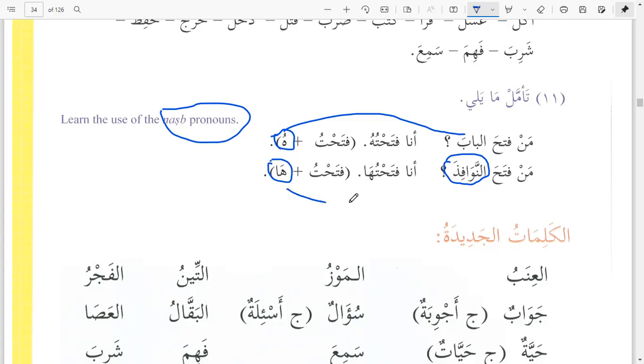Ha is a pronoun of nawafiza. Ha is a pronoun that we are using for the nawafiza. That's why we call it nasab pronouns. And it is mansoob here. Who and ha is mansoob here.